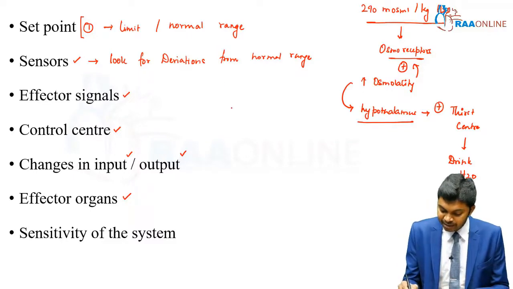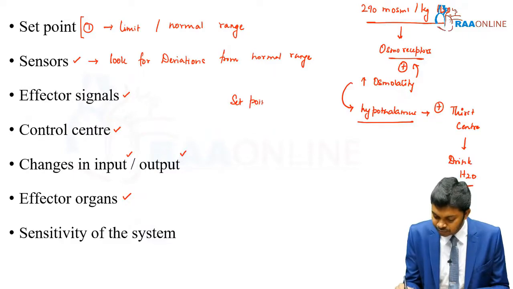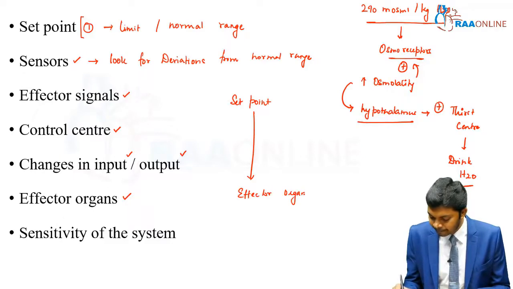Now these are all the parameters involved in bringing about homeostasis. All these parameters, starting from the set point all the way to effector organs, are involved in maintaining homeostasis.